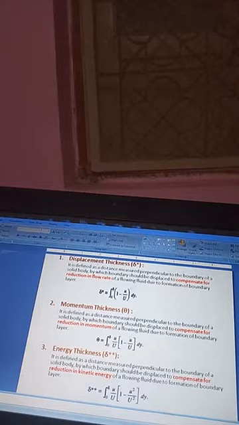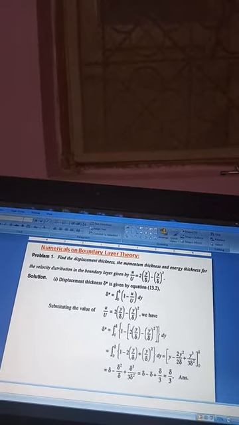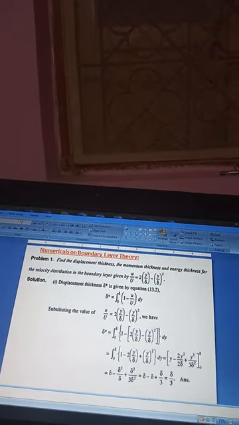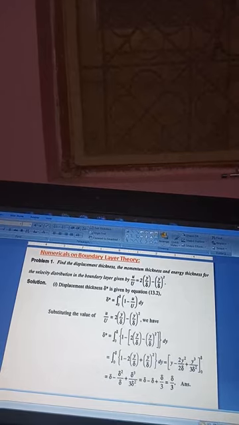So let us see some numerical based on these three thicknesses. Let us take the numerical on this boundary layer. Find the displacement thickness, momentum thickness and energy thickness for the velocity distribution in the boundary layer given by small u by capital U is equal to 2 into y by delta minus y by delta square. It's the same velocity profile we are going to take.